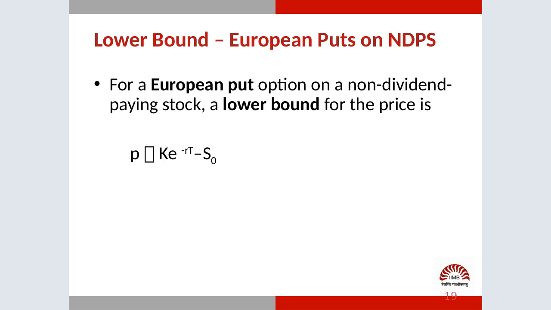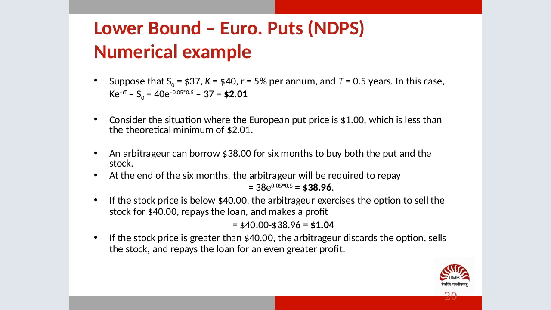Similarly, for the put option, this has to be greater than or equal to K e to the power of minus RT minus S naught. So that is how that will work. Again, I have done a similar example, but with different numbers.